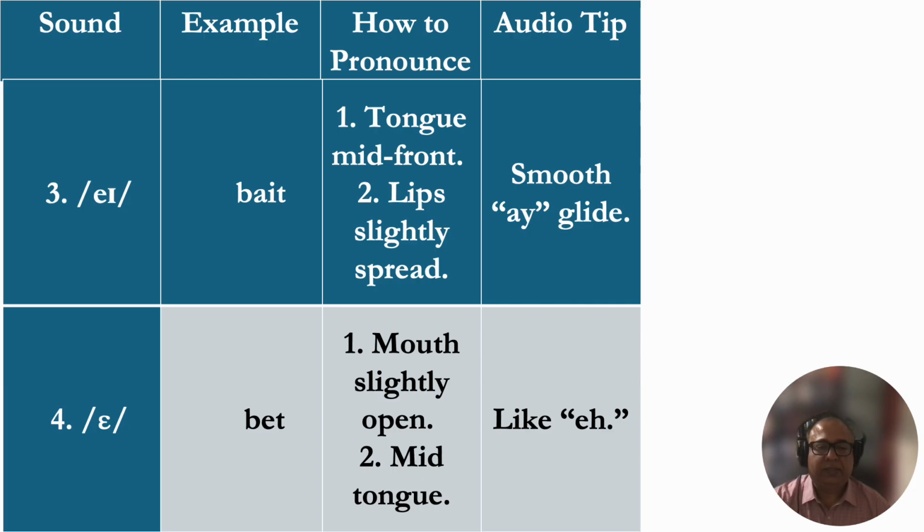3 and 4. These are pairs. So A, as in bait. Your tongue is in mid-front, and lips are slightly spread. Okay? So it's a smooth A, as in bait. And number 4 is the short. So the mouth is slightly open, and your mid-tongue is involved. Bet. Compare the two. A, bait, bet.